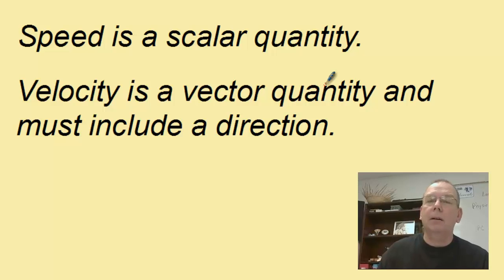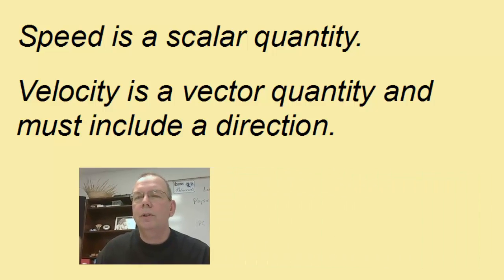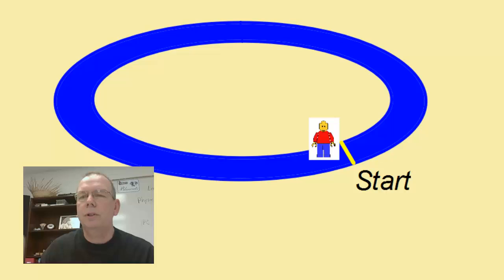Speed's a scalar quantity because it deals with distance, and velocity is a vector quantity because it deals with displacement, and so we also have to include a direction. And these are the two words that students tend to get confused. So let me illustrate something for you here a little bit.